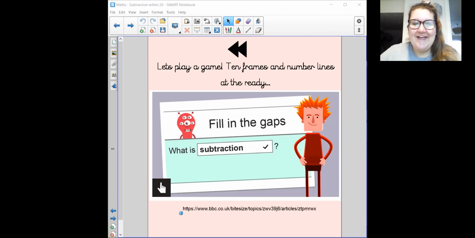Round 2. 9 take away 5. Can you pause me now and work that one out? What's 9 take away 5? 9 take away 5 leaves 4. Well done. 8 take away 7. Pause me now. You've got 8 and you're taking away 7. How many are left? 1. And 6 take away 3. How many are left? 3. Let's check.